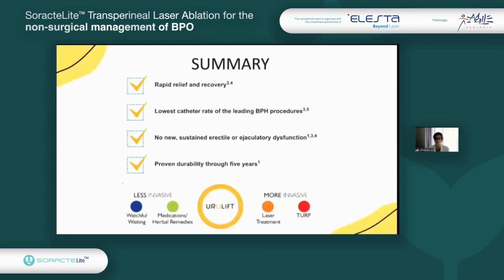So to summarize, for who? Urolift is for patients who are keen to maintain ejaculations and want a rapid and stable response and relief. It has the lowest catheter rate compared to the other BPH procedures and has a proven durability throughout the 5 years. We should consider the Urolift as a bridge between the less invasive techniques, such as watchful waiting or medication, and laser or TURP. So keep an eye on it, and thank you very much for the attention.